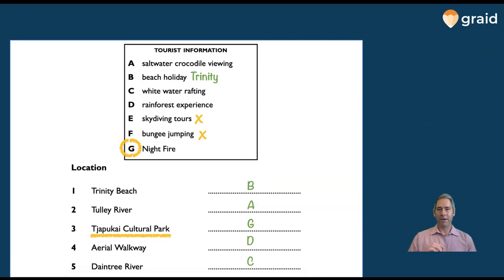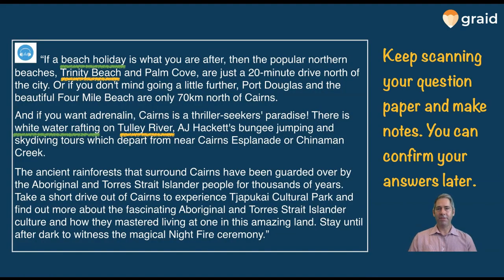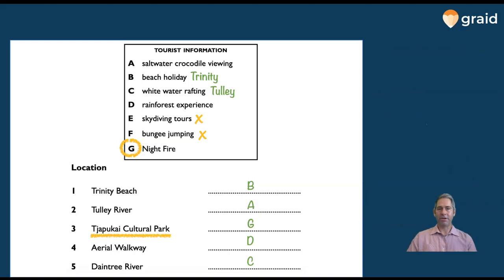So there I have done it for you. I've just made a quick note on the question paper. Next to beach holiday, I've put Trinity. The next reference is to whitewater rafting. There is whitewater rafting on Tully River. Again, I'm going to make a quick note on the question paper.